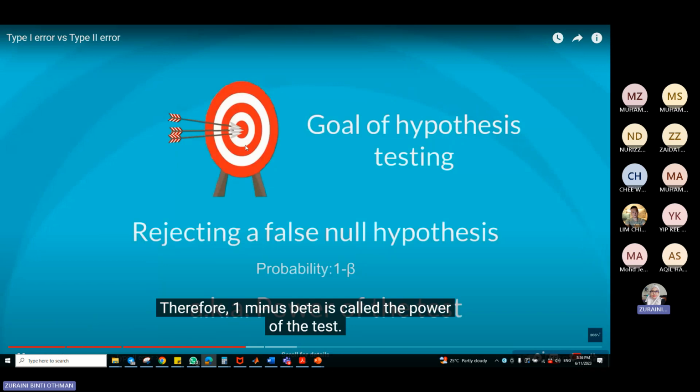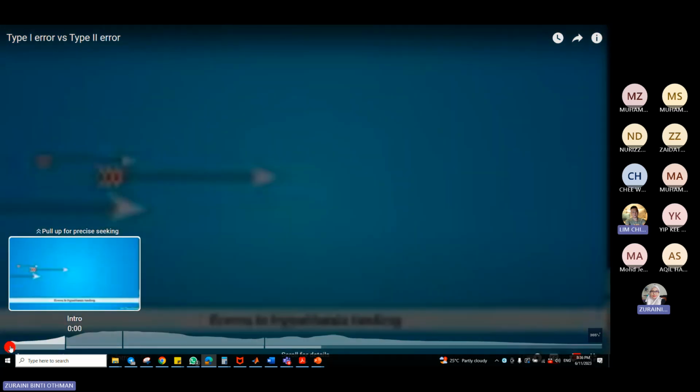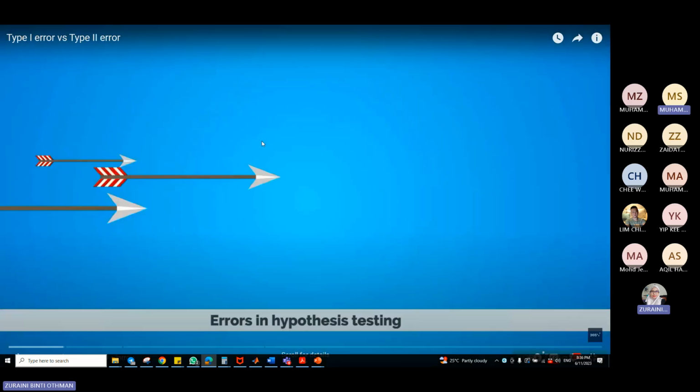Minus beta is called the power of. Dengar tak? Yes, boleh. Boleh kita tengok daripada mula lah ya.